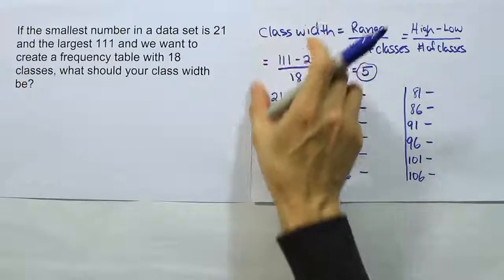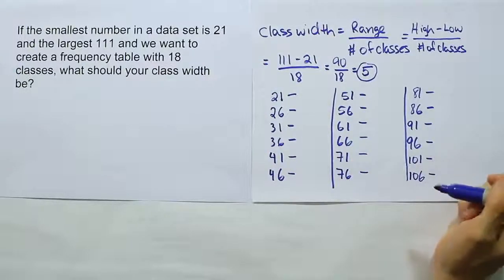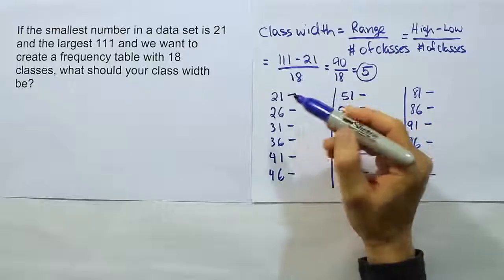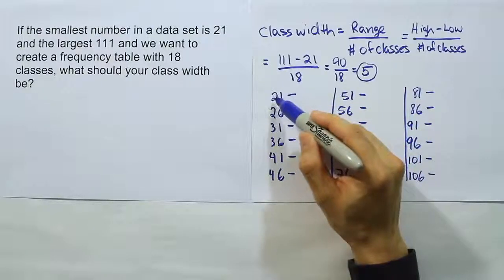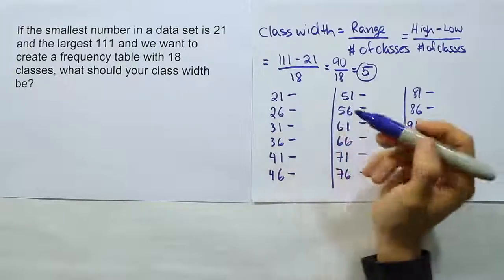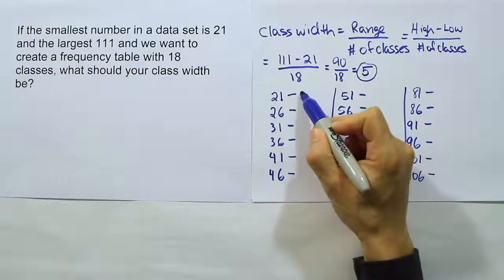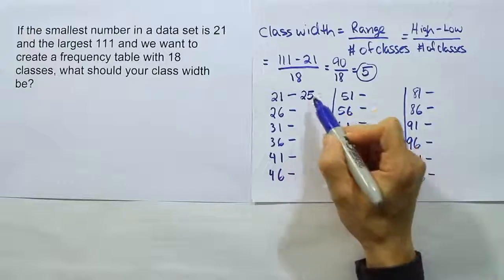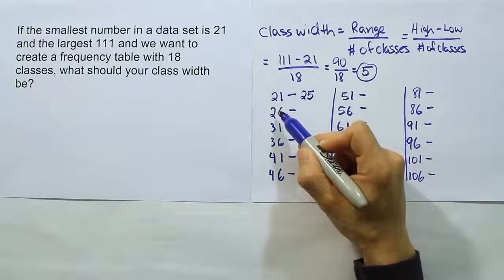Normally this would be in one long column, but I just didn't have the space to do that. So let's get the other side. So this first category will go from 21 up until a number right before we get to 26. The number that's right before 26 is 25. In other words, that's the closest integer to this number here.